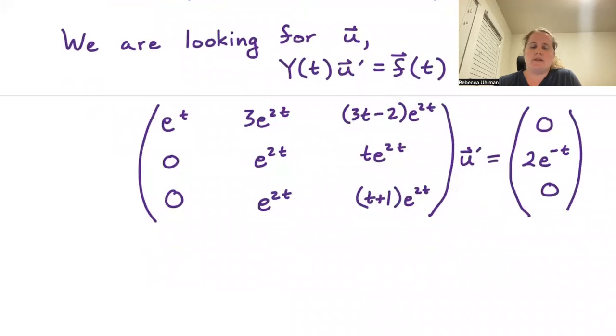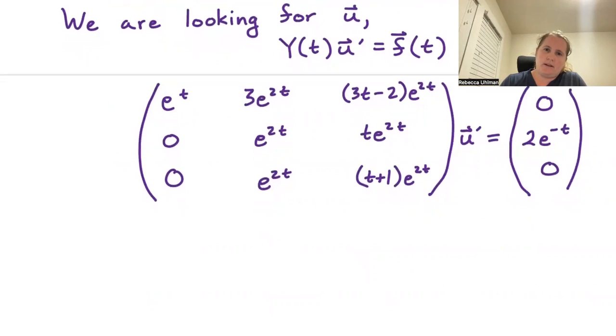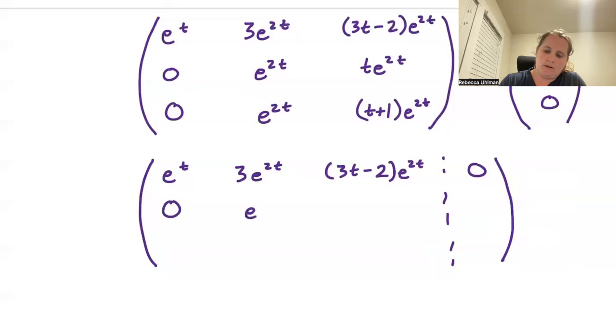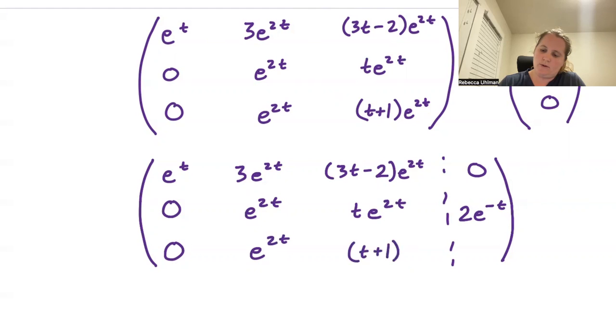This actually lends itself fairly nicely towards row reduction if you want to do row reduction. So we are looking at the augmented matrix: e to the t, 3e to the 2t, 3t minus 2 times e to the 2t, with augmentation 0 for our first row. Then we have 0, e to the 2t, t e to the 2t, and 2e to the negative t for our augmentation for our second row. And last up we have 0, e to the 2t, and t plus 1 times e to the 2t, augmentation 0 for our last row.